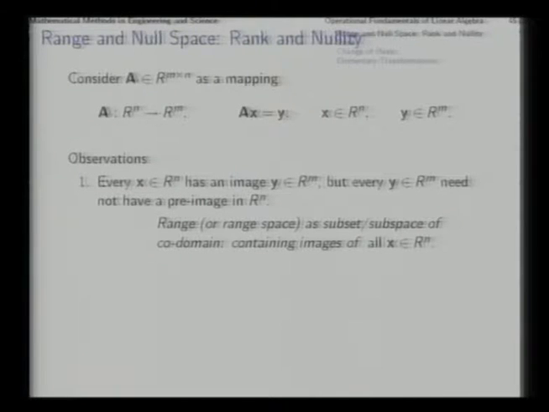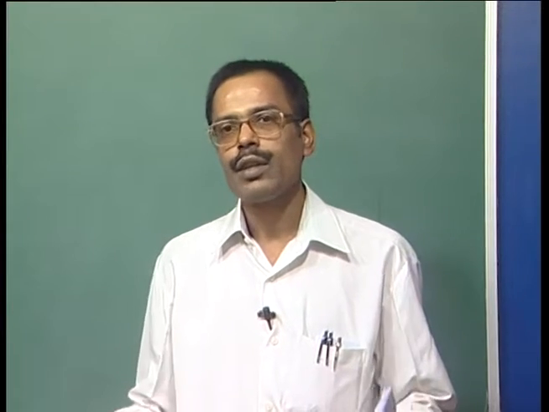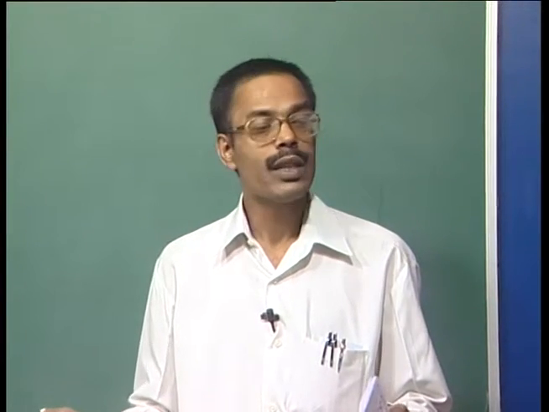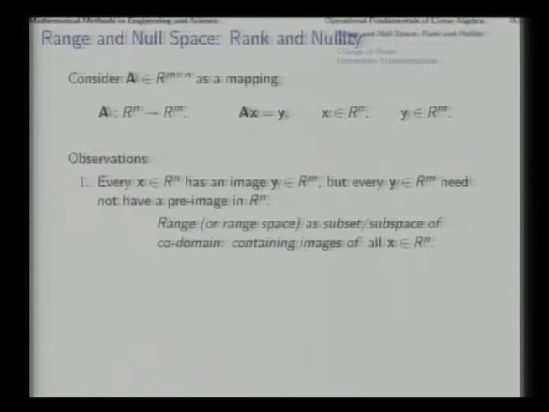In the codomain there may be larger space available, but the entire space available in the codomain is not used by the linear transformation A. Only a subset of it, which is the range of A, is being utilized for the purpose of mapping.